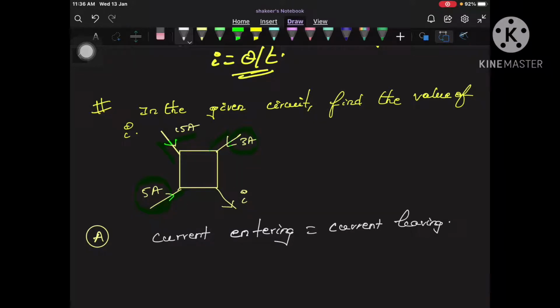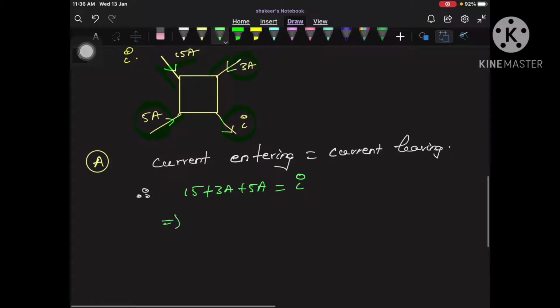So what is the value of current which is entering this junction? Definitely 15 amperes plus 3 amperes plus 5 amperes of current is entering the junction. This must be equal to the amount of current which is leaving the junction. Which current is leaving the junction here? Only this I amount of current is leaving this junction. So how can I calculate the I value? I is equal to 15 plus 3 plus 5, which is how much? It is equal to 23 amperes of current. So this is the I value which is asked in this particular question.